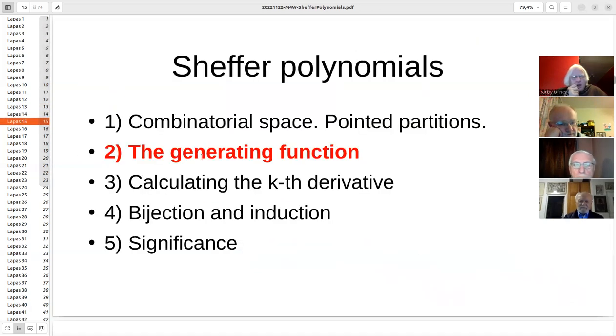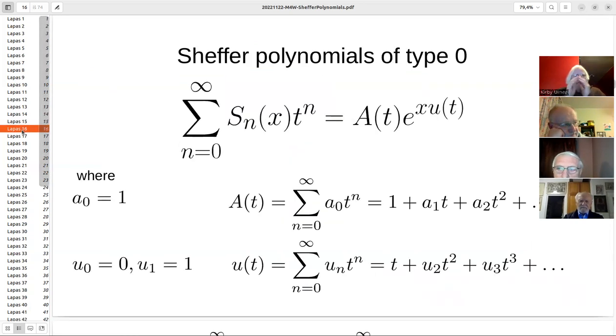And so the next part is the generating function. So now from combinatorics, we're going to algebra. And this is the algebra that we have. So we're going to try to understand this equation where on the one hand, we have these polynomials.